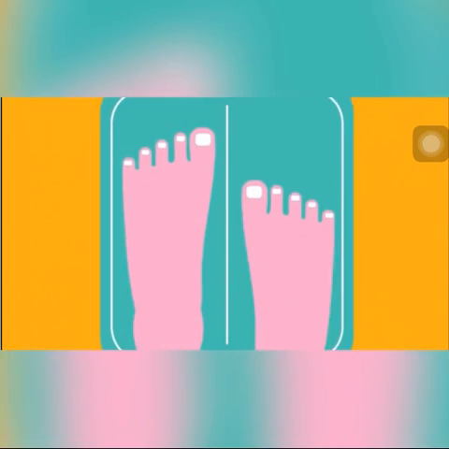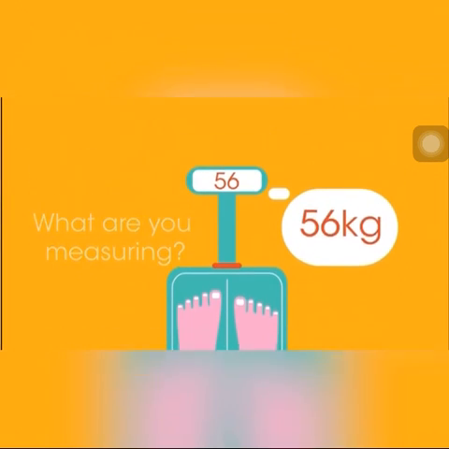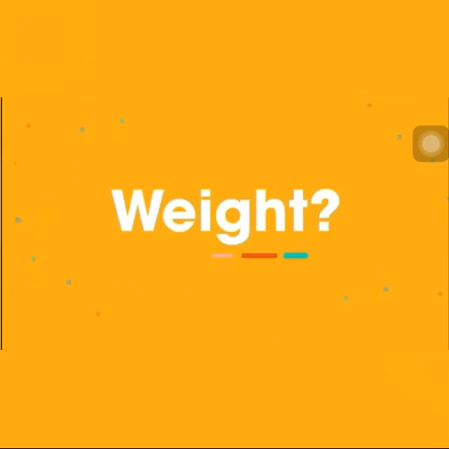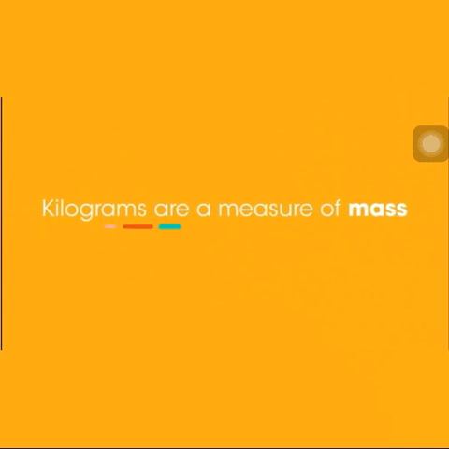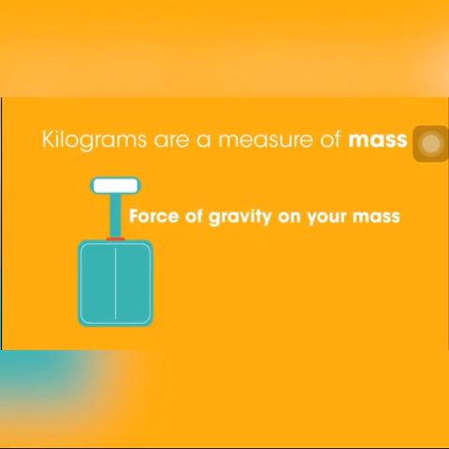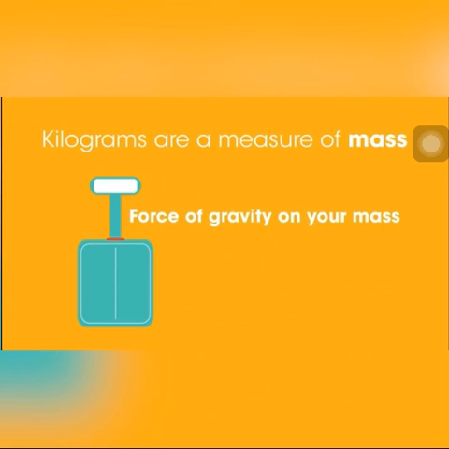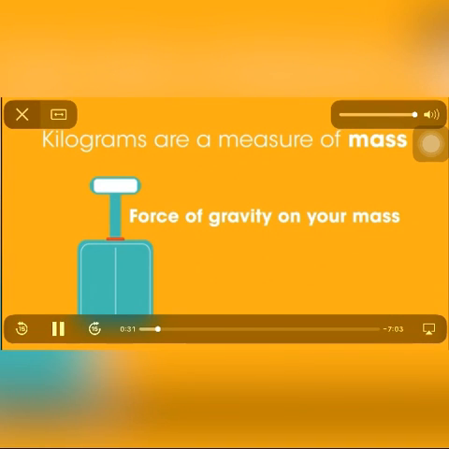When it says 56 kilograms on your bathroom scales, what are you actually measuring? Well, if you said weight, like most people would, then you're sort of wrong. Kilograms are a measure of mass, but the scales actually measure the force of gravity on your mass. So they do actually measure weight, but this should be in units of force, newtons.